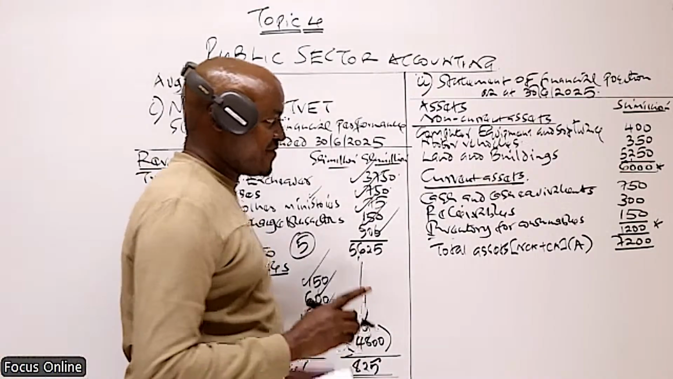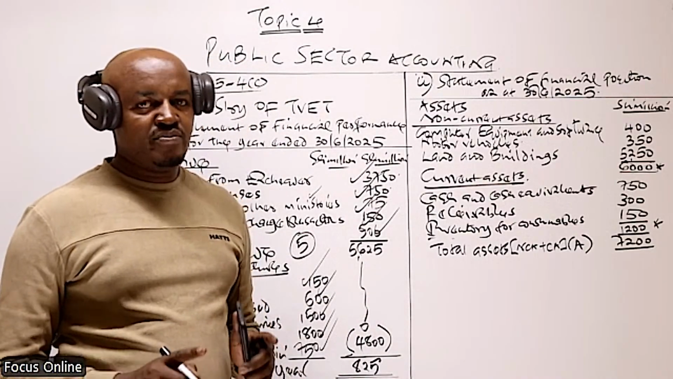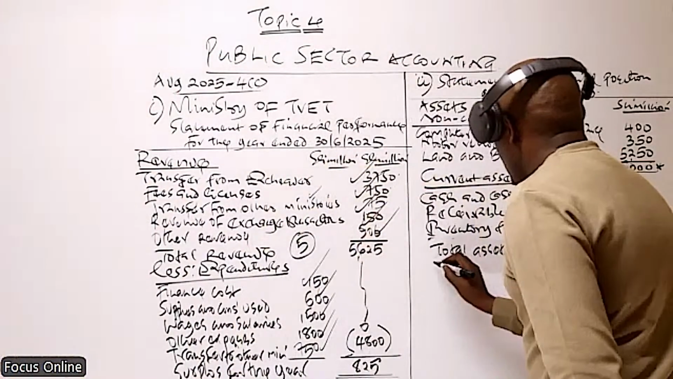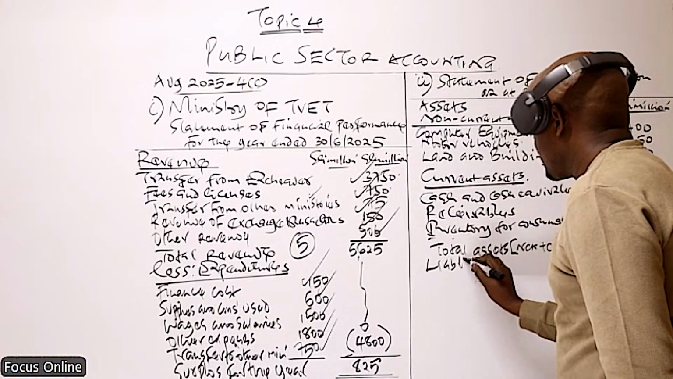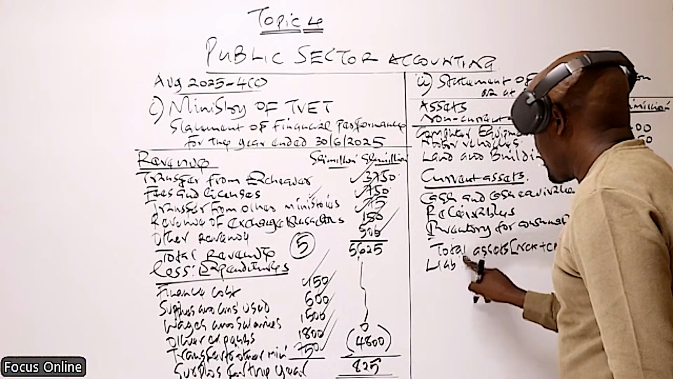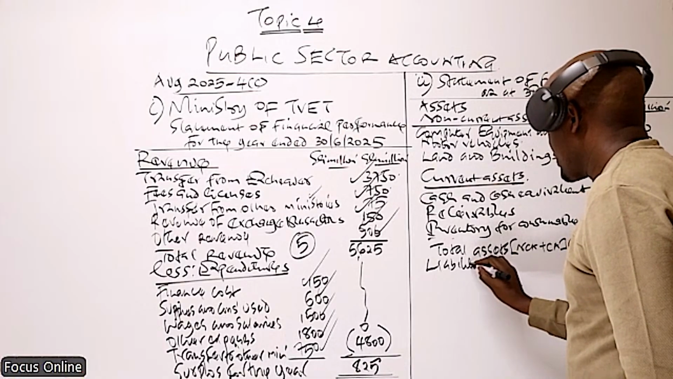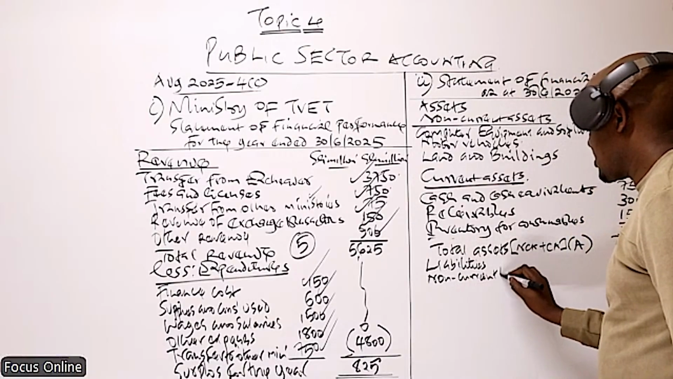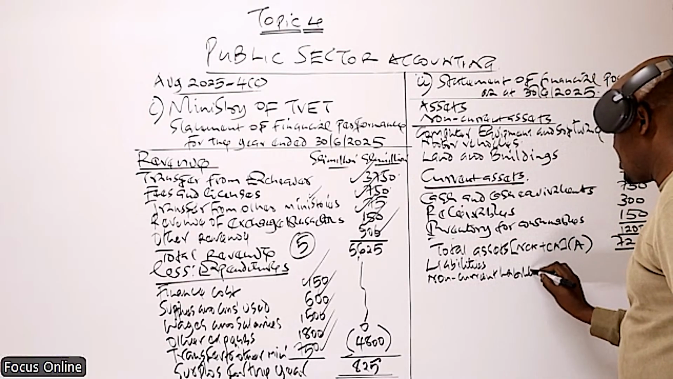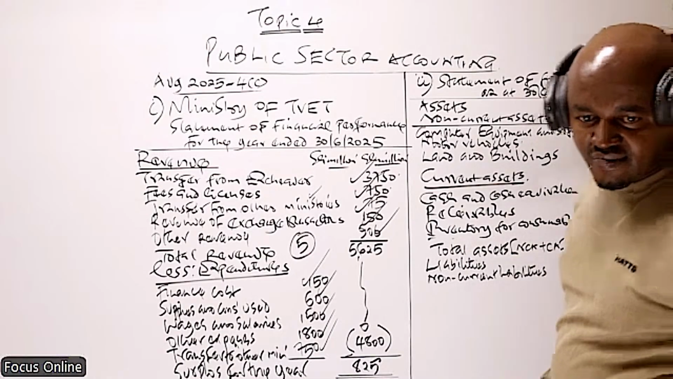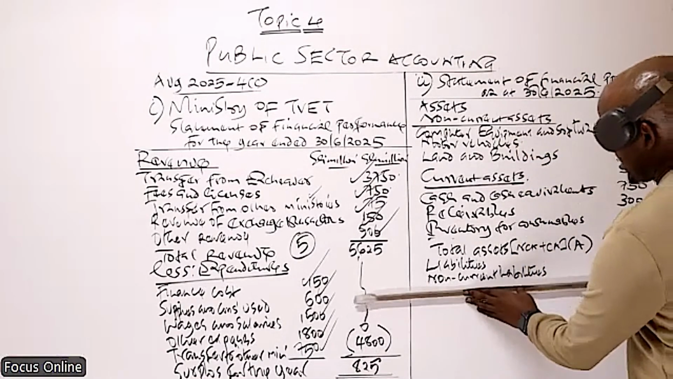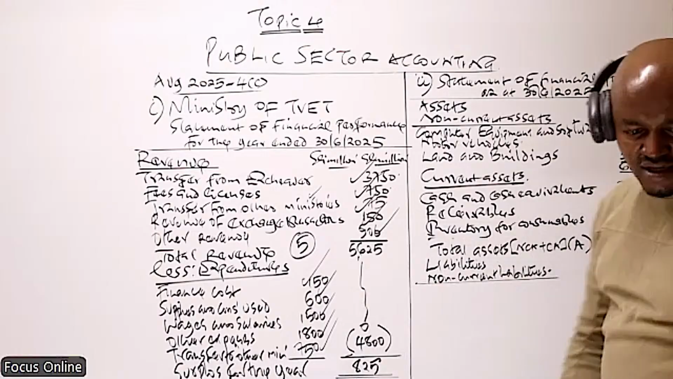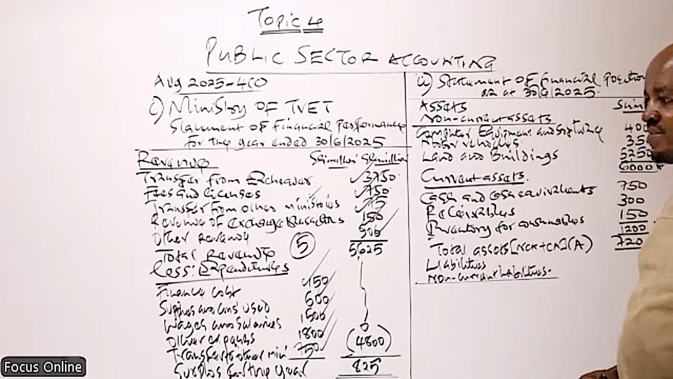And then from there, when preparing this statement of financial position for public sector entities, we proceed and we less the liabilities. So we record the liabilities. These liabilities, we classify them into two: non-current liabilities and current liabilities. Non-current liabilities are the long-term liabilities.